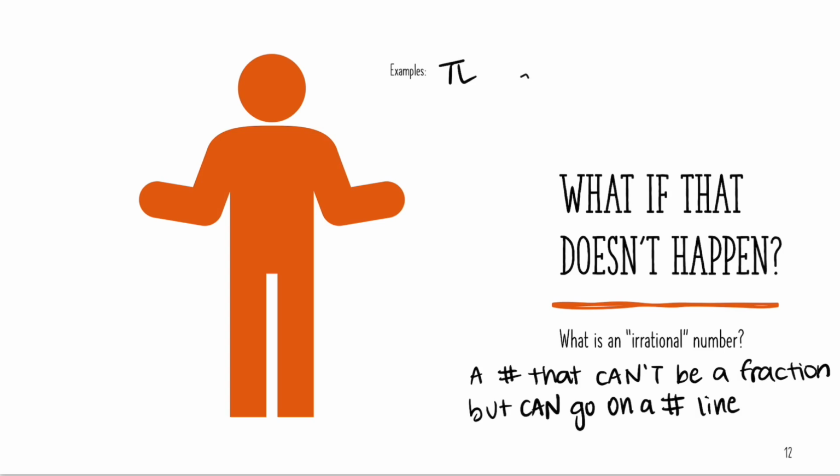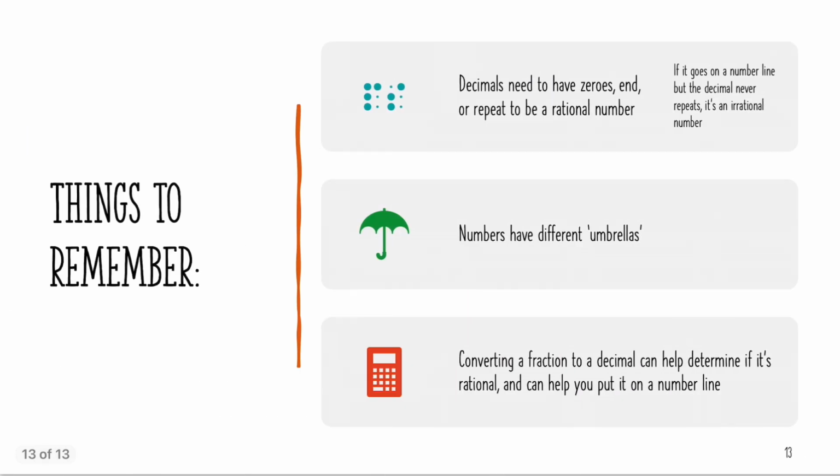Other examples is a square root of 2. That's another very common irrational number that you'll see, and we'll actually see that in some later videos. E is another example of an irrational number. This is something you don't really see until high school, but it's a number. All of these are just little symbols because we can't write down the entire decimal. They don't repeat and it goes on forever. So that is an irrational number. An irrational number is a number that cannot be a fraction but can go on a number line.